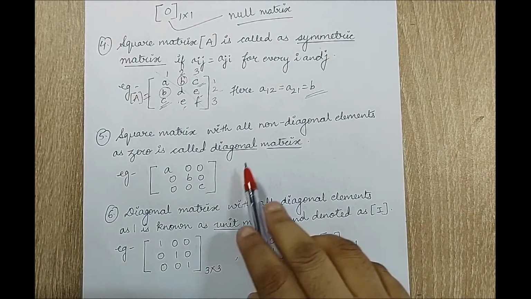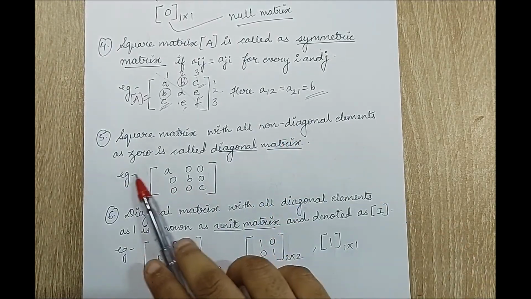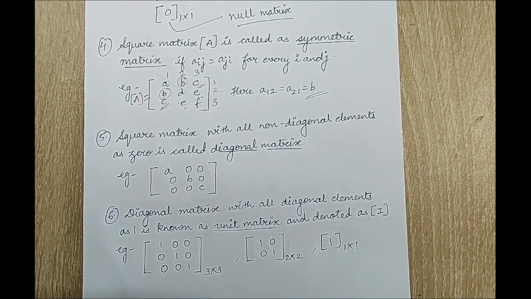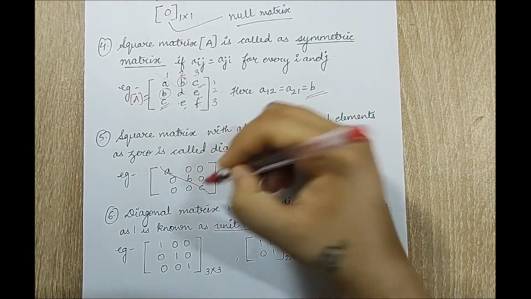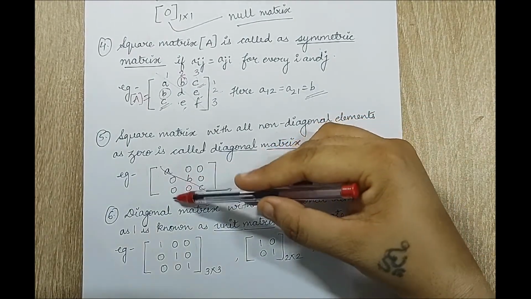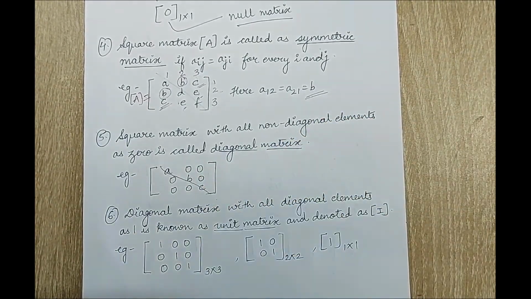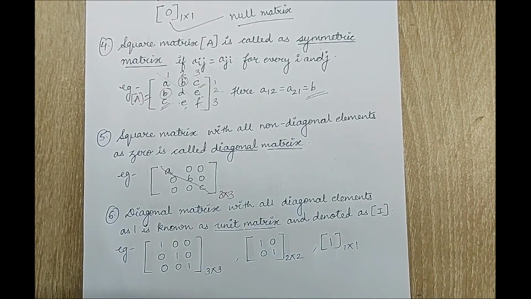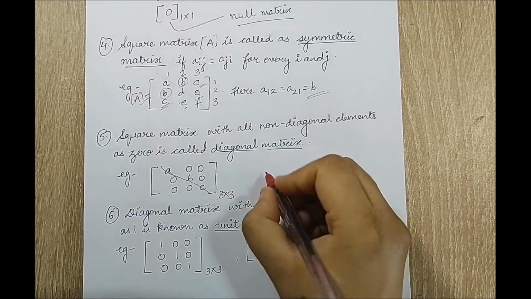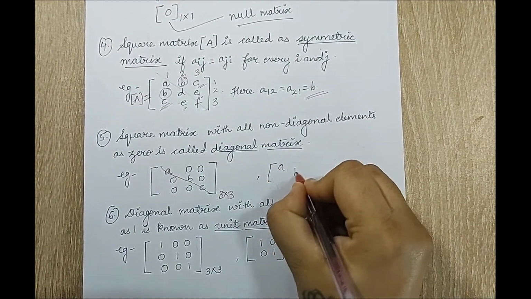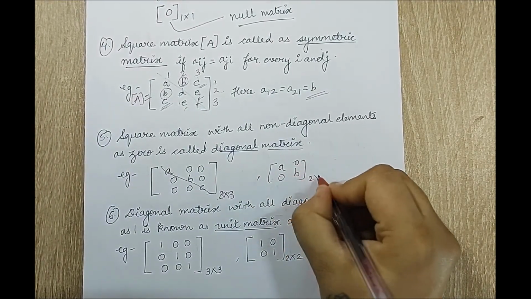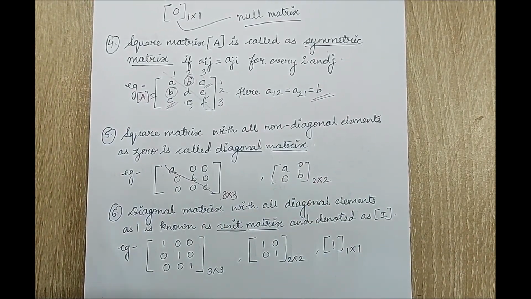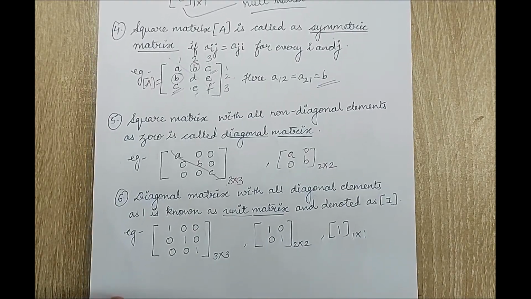Next comes the square matrix with all non-diagonal elements as 0, which is called a diagonal matrix. Now if you observe the matrix that I have written here, A, B, C are the diagonal elements. All the other elements are 0. So this type of square matrix, which is 3 by 3 order, will be called a diagonal matrix. Also you can have something like this, A, B and the other terms 0. So this is a 2 by 2 diagonal matrix. So we can have 2 by 2, 3 by 3 and likewise more of them.